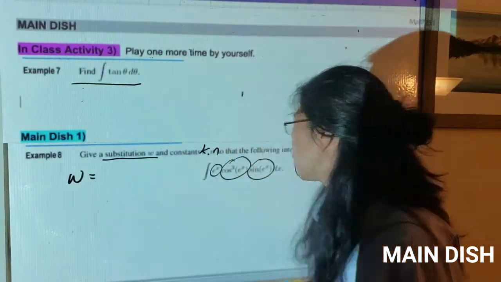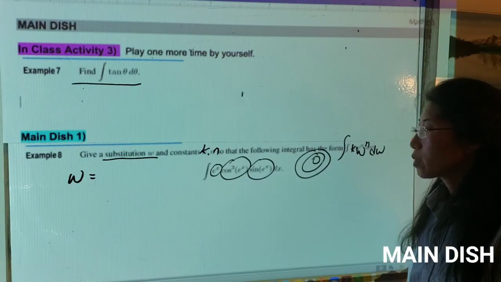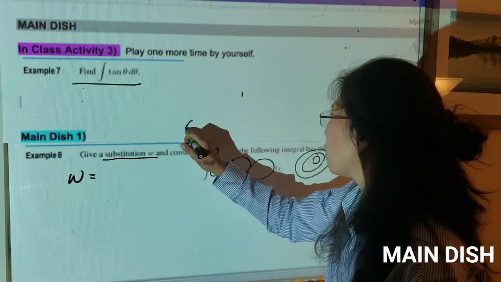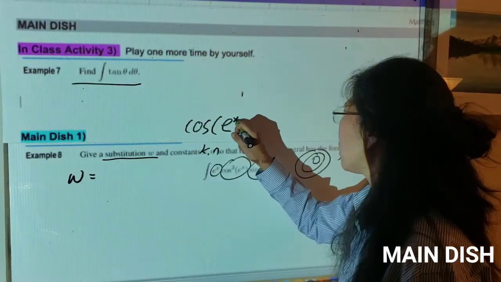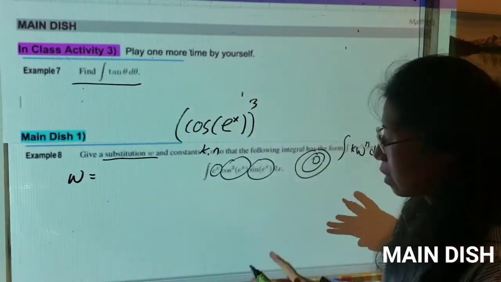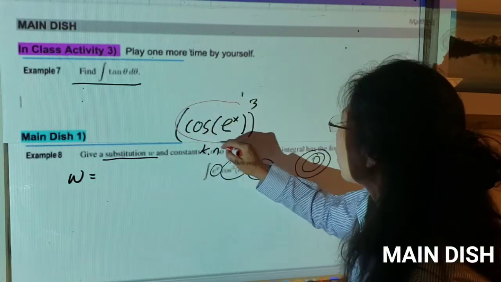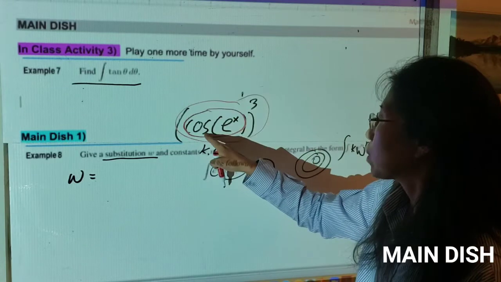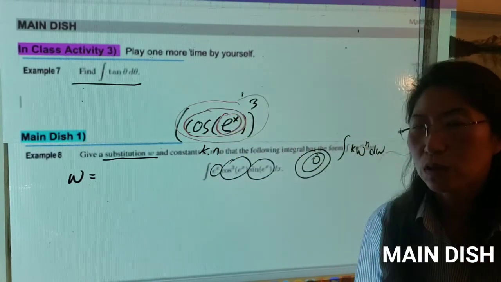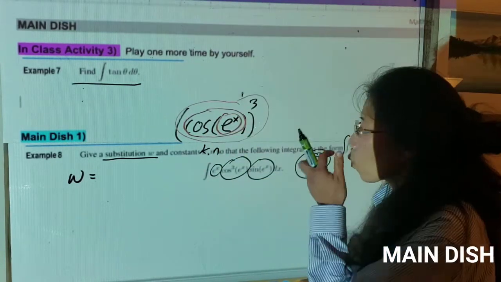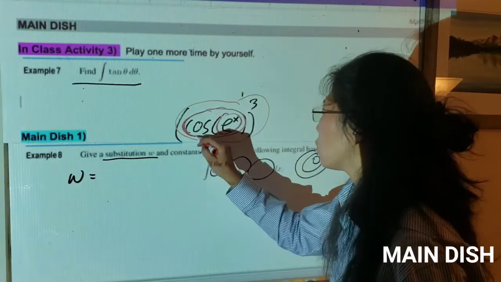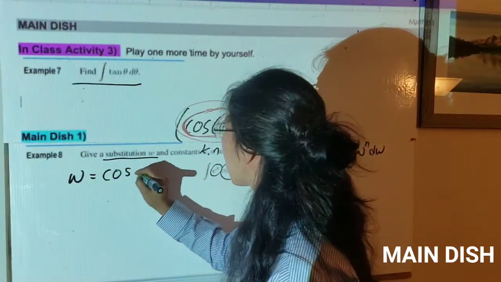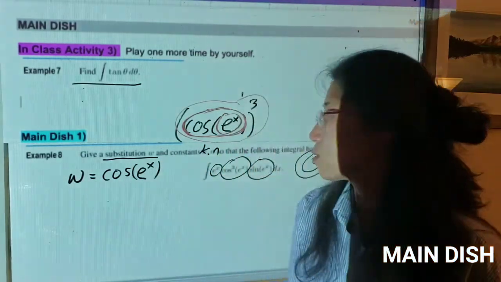What should be w? Staring at it, what looks like the most outside function? I kind of see the picture here, like cosine of e to the x, to the 3rd power. I see 3 functions here. One is the third power, some cube, and then the second function is cosine, and the inside function is e to the x. So when I look at this, substituting the complicated one will probably be easier. So I'm going to set cosine of e to the x as my w.